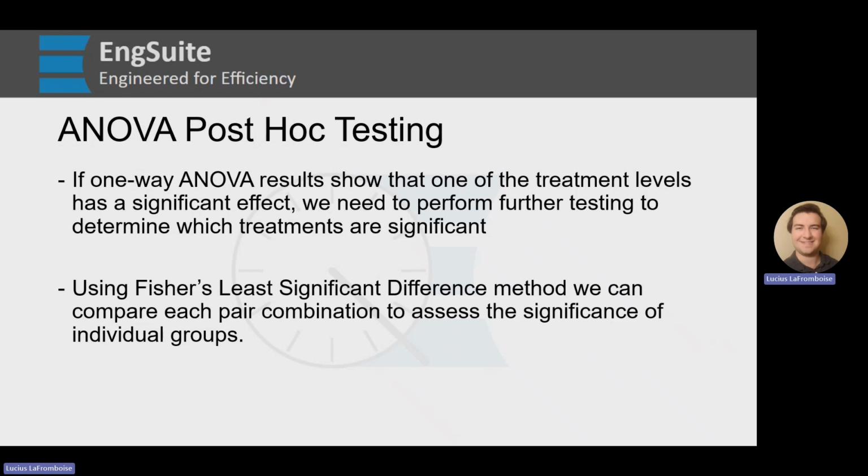If you remember from our previous videos, ANOVA post hoc testing is used if your one-way ANOVA results show that one of the treatment levels has a significant effect. Then we need to perform further testing, post hoc testing, to determine which treatments are significant. Using Fisher's least significant difference, or Fisher's LSD method, we can compare each pair combination to assess the significance of individual groups.